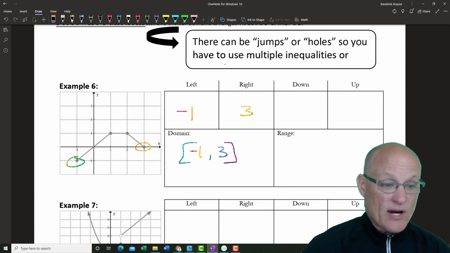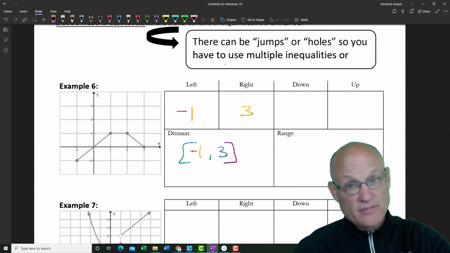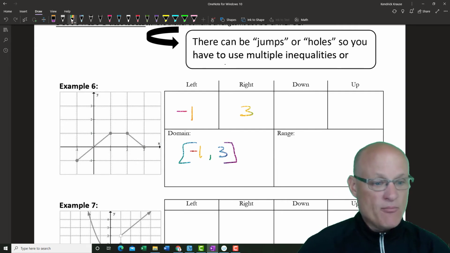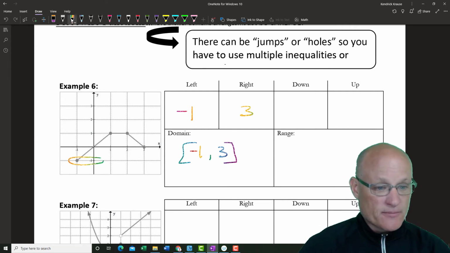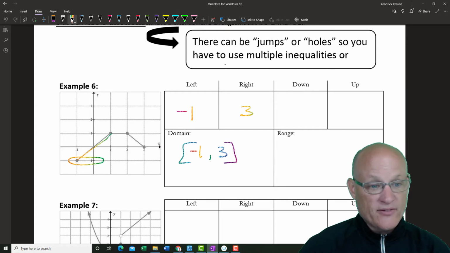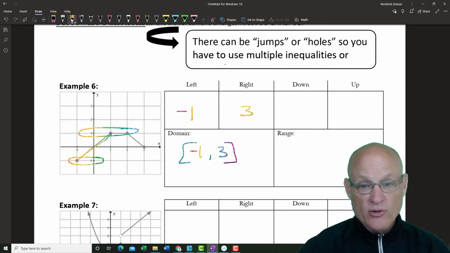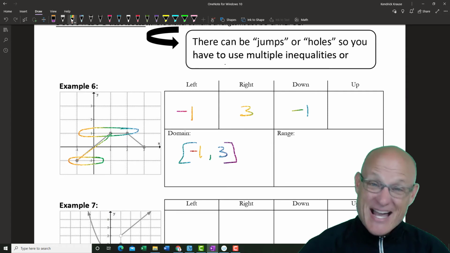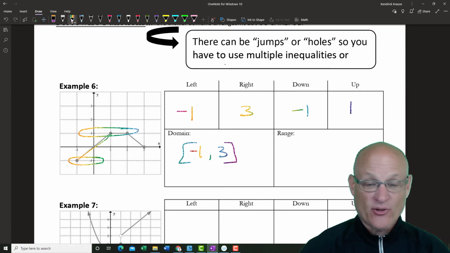Now I'm going to look for how far down does it go and how far up does it go. The most it goes down is here. There's no breaks, no holes, and this is the highest it goes. So the lowest it goes is negative 1. The highest it goes is positive 1, and since those are solid circles, we'll do the same thing.